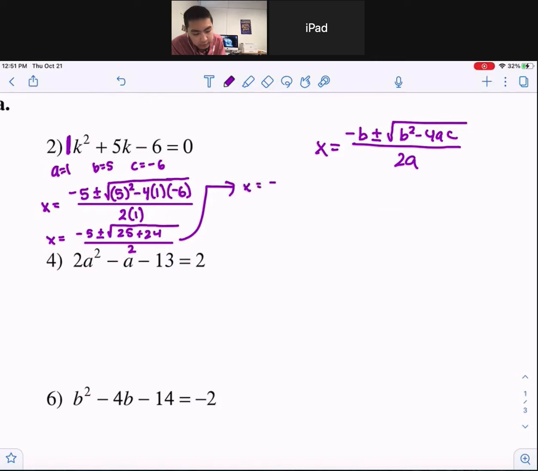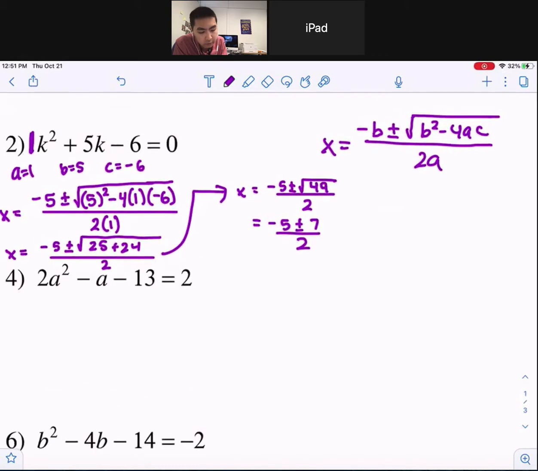x is going to equal negative 5 plus or minus the square root of 49 all over 2, which is negative 5 plus or minus 7 all over 2. The square root of 49 is 7. And now we have two cases, right? Negative 5 plus 7 all over 2, and negative 5 minus 7 all over 2.